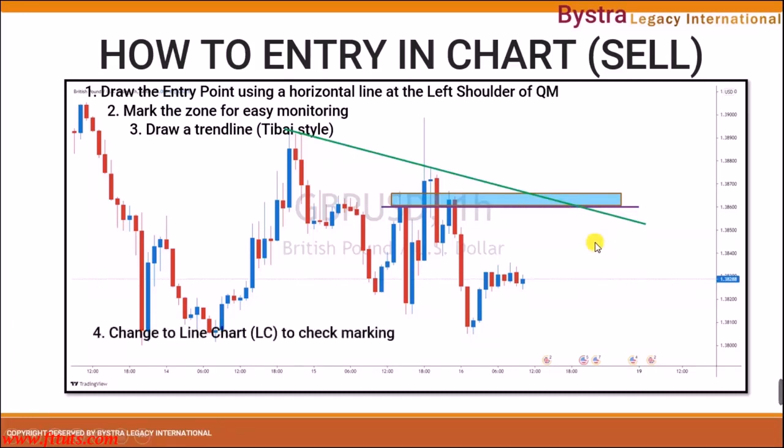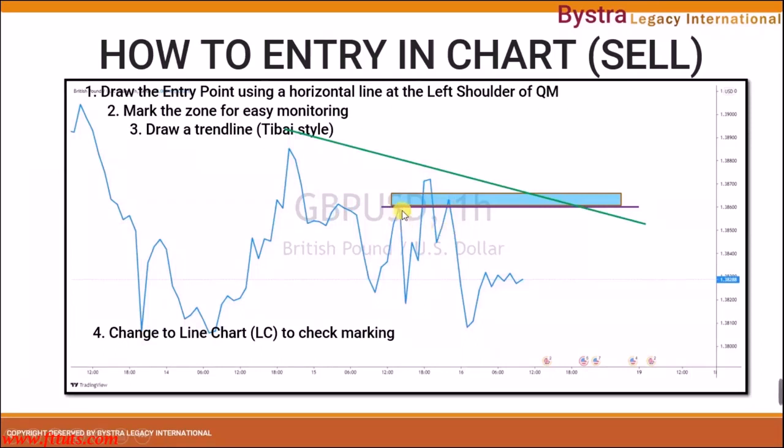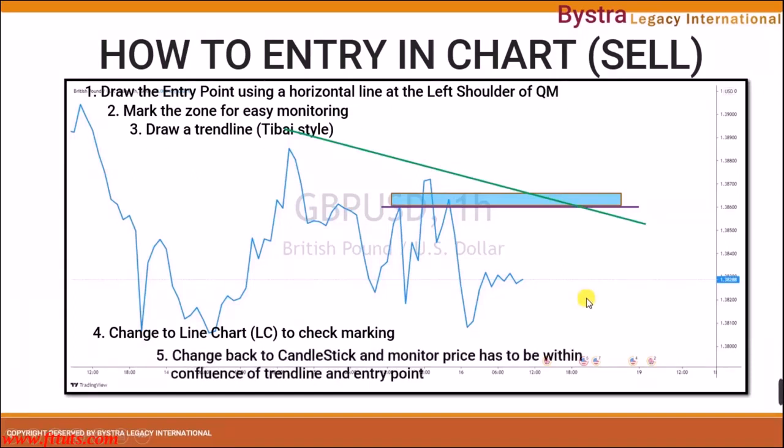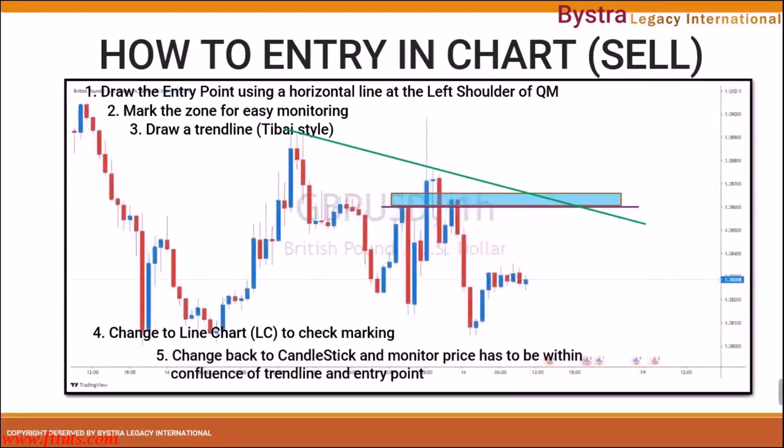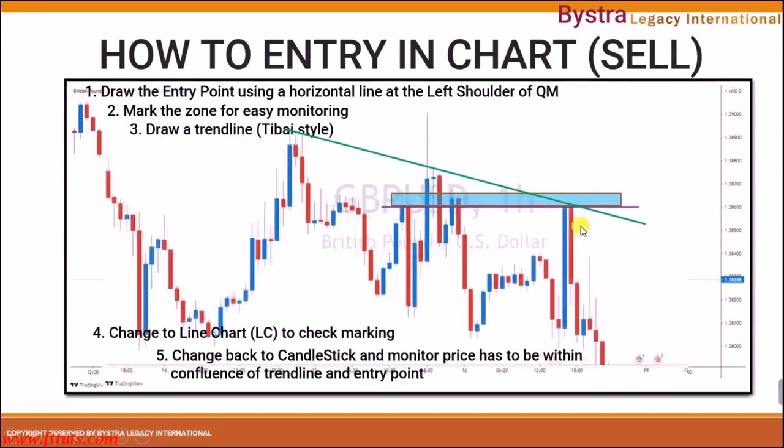Fourth, we change to the line chart to check our marking. Is it correct? Yes, it's a high, low, higher high, lower low. Fifth, we change back to the candlestick and monitor that our price has to be within the confluence of the trend line and also our entry point. Okay, so now let's have a look. There we go. You can see that the price has reacted towards the confluence of this trend line and it is also at the entry point. So this is a very good QMC setup.